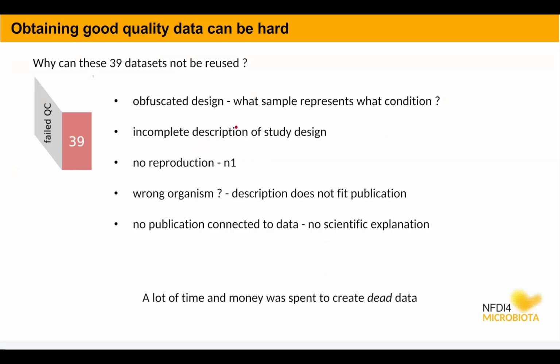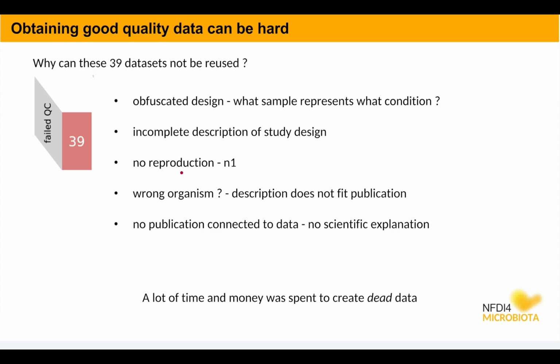Other problems include, for example, incomplete description of the study design. So you have RNA-seq data, but you don't really know what was done or under what conditions, so you can't use it. Or there was no reproduction, always bad in any case. Or sometimes even the organism in the description in the archive didn't fit the organism in the publication. So yes, the organism in the publication is the right one, but you can't be sure, so you can't use it. Or there's even some data sets where there's no publication at all. So you have sequencing data, but you don't really know, okay, what is this? Where does it come from?